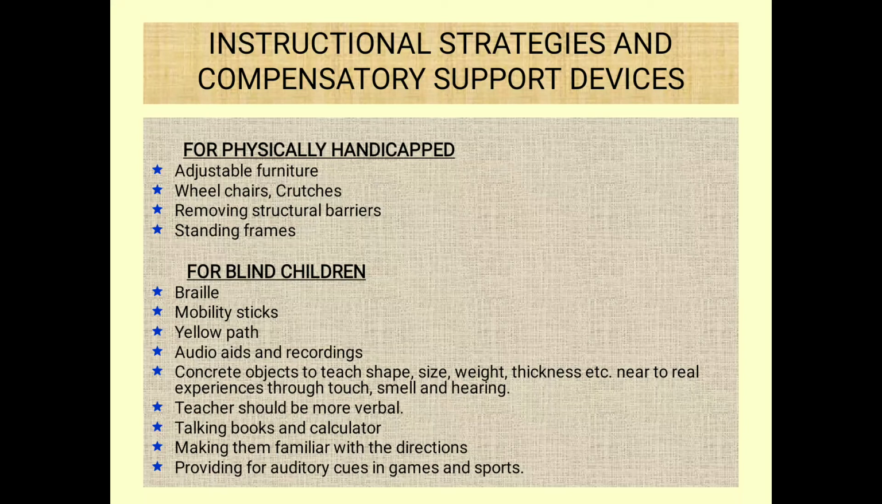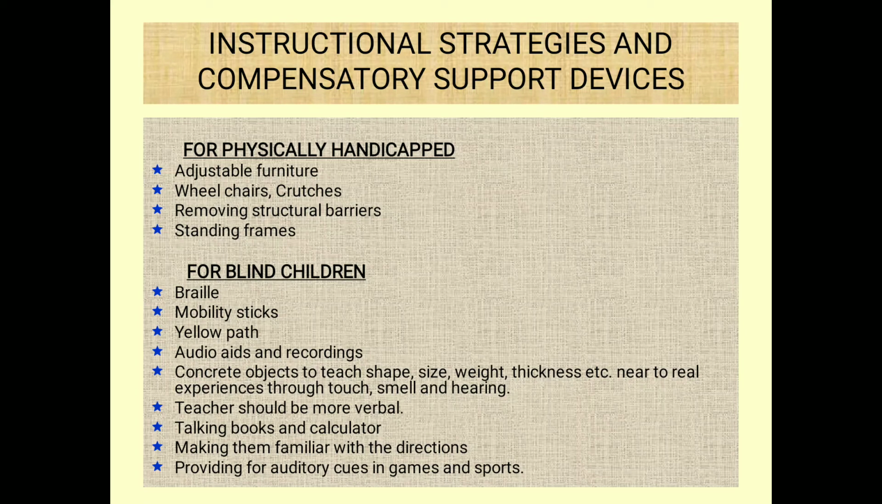Then for blind children, braille system should be compulsory. Mobility sticks, the sticks they will use, and a yellow path for them so that they can walk on a separate path, so there will be no collision with the normal children, and no one will disturb them. Audio aids, since their hearing capacity will be good, so we should have audio aids. Concrete objects, because they usually learn by hands-on experience by touching the object, like shape, size, weight. When you give them the real object in their hands, they will experience it and they will learn it soon.